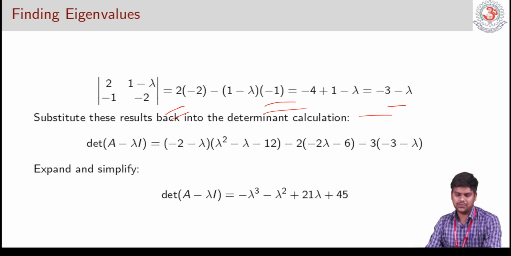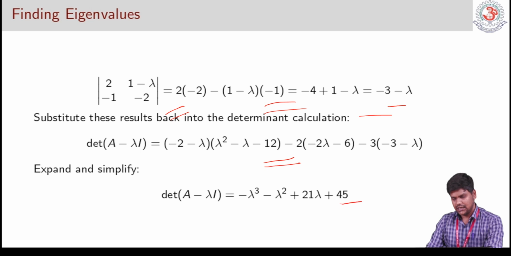Back substituting those 2 cross 2 submatrix determinants into our determinant of A minus lambda I, we get this one. After expanding and simplifying, we get this third degree polynomial. Why are we getting a third degree polynomial here? We are taking a 3 cross 3 matrix. For a 3 cross 3 matrix, we get a cubic polynomial as the characteristic polynomial. So this is nothing but our characteristic polynomial.